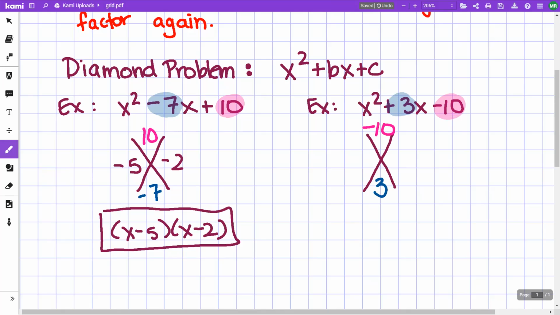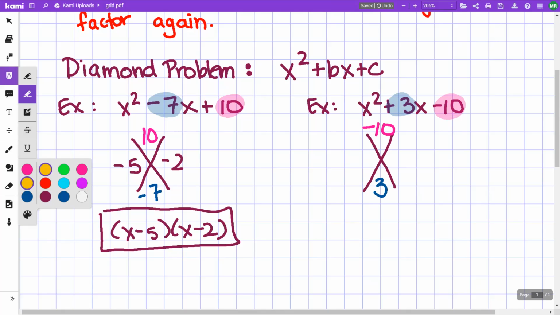Now, in the first problem, I'm just going to highlight this in yellow for a second. This was a positive 10, and that means that both of the numbers are going to be either both negative or both positive, which means we're adding to get that 7. In this situation where we have a negative product, both of the signs are going to be different. So I'm really subtracting to get a 3.